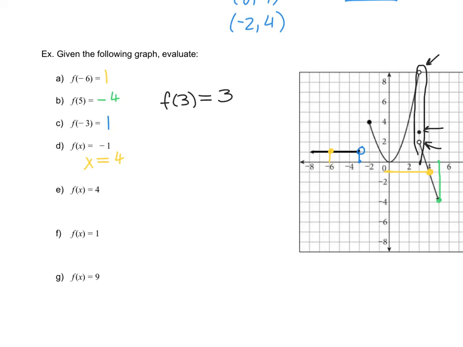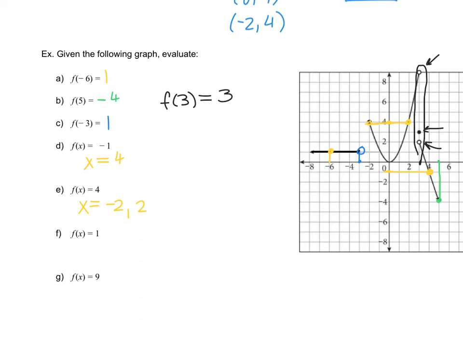For f of x equals 4, I go to 4 on the y-axis, and this time I actually find my function to the right and left, at negative 2 and positive 2. So I need to show both answers or else you're not fully correct.